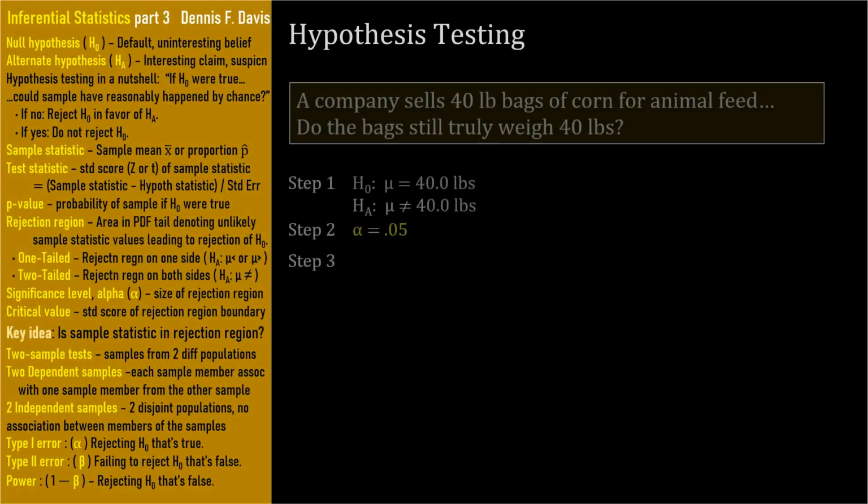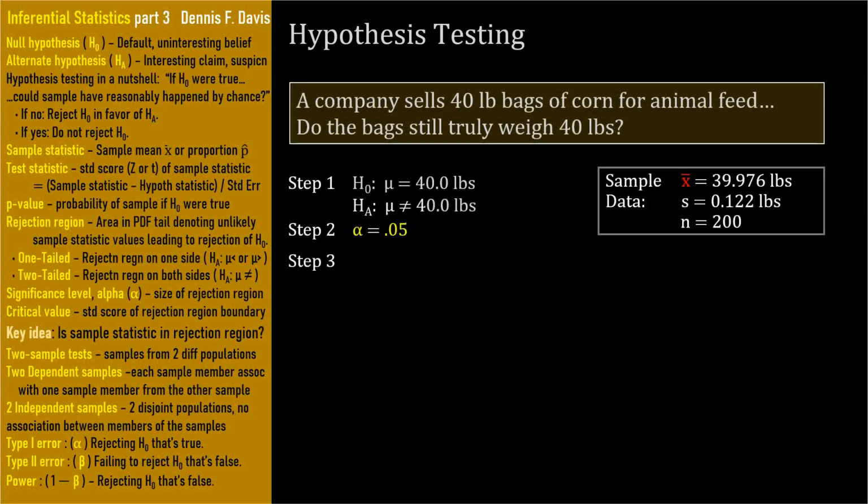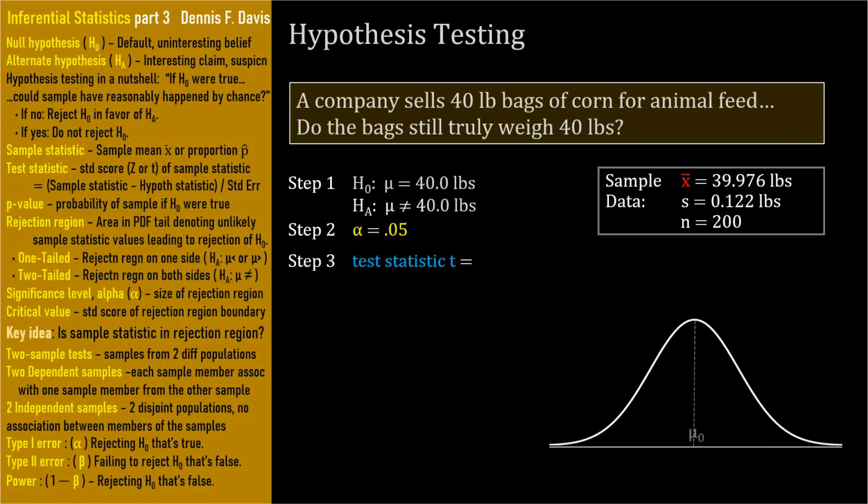For the 40-pound bags of corn, 200 bags were weighed, and the average weight was 39.976 pounds, with a sample standard deviation of 0.122 pounds. As usual, we don't know sigma, so we'll use t as our test statistic. Let's sketch the PDF. This alternate hypothesis is not equal to, so that means a two-tailed test. Since the area of the rejection regions equals alpha and the tails are symmetrical, we can put alpha over 2 in each tail. And x bar is less than mu naught, so we'll put it here in the left half.